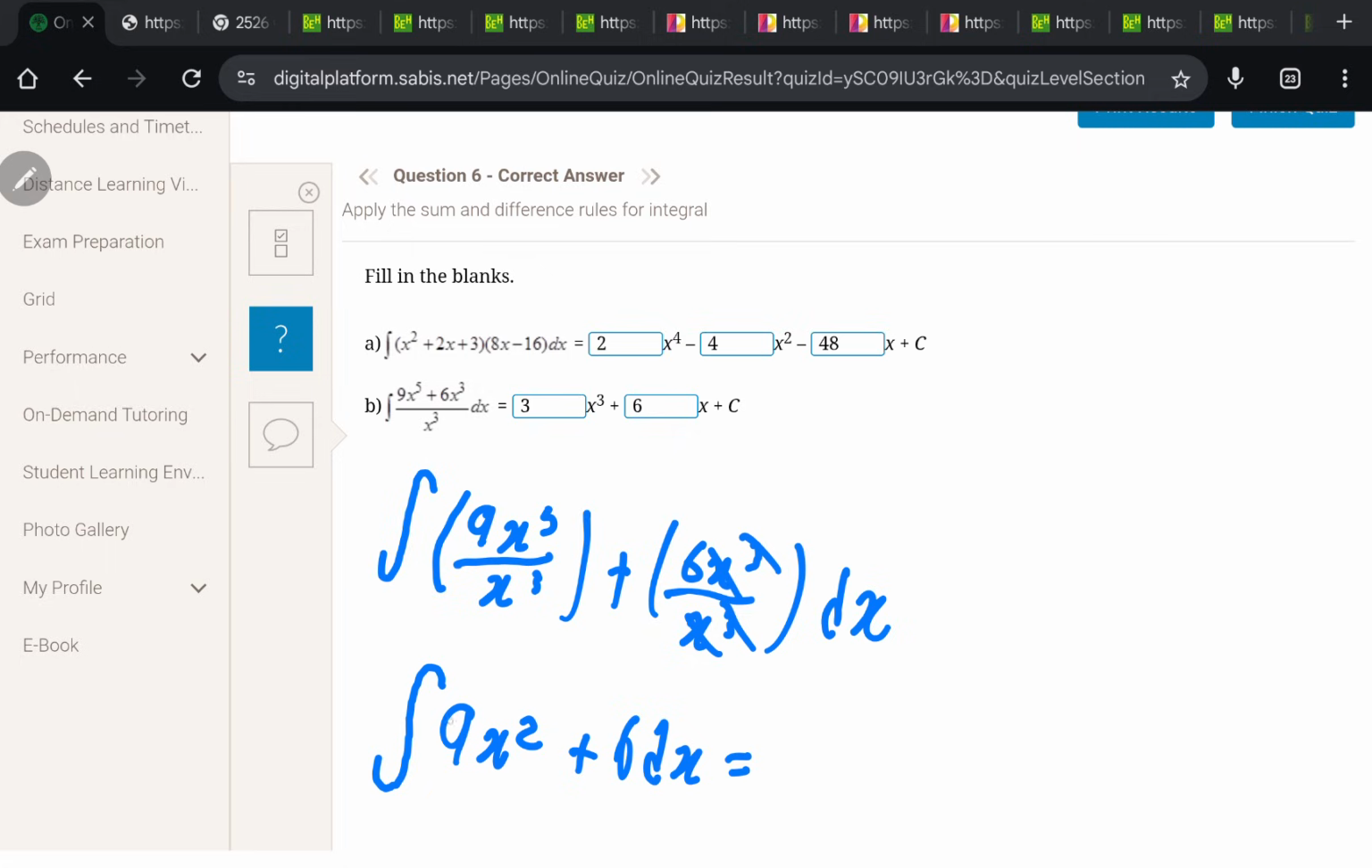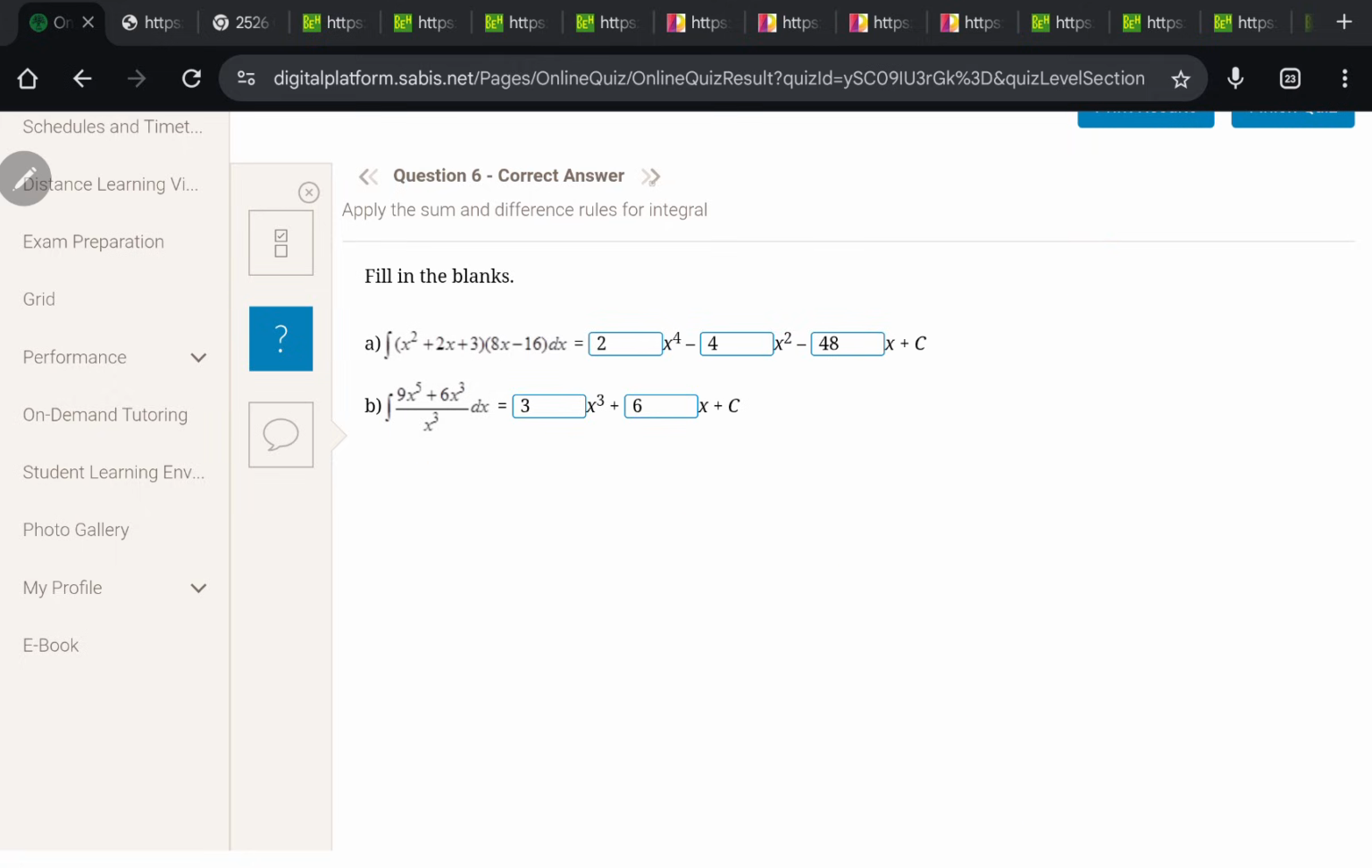Now, you can just apply the integral rule. So add 1 to 2, 3, 9 divided by 3, 3x cubed. Plus 6, 6 is a constant. Remember the rule for a constant. When you have the integral of a constant k dx, it's going to be kx plus c. So it's going to be plus 6x plus c. That's your answer. Okay, question 7.